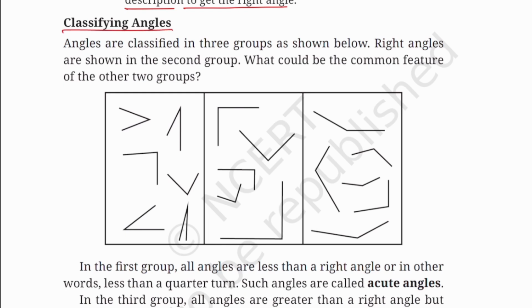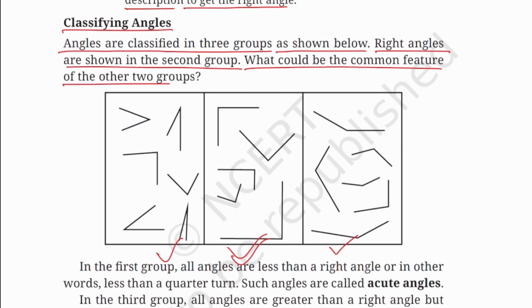Classifying angles. Angles are classified in three groups as shown below. This one, and this one. Right angles are shown in the second group, that is this one. What could be the common feature of the other two groups? If you observe these angles properly, you can observe arms and vertices. They are common to all.